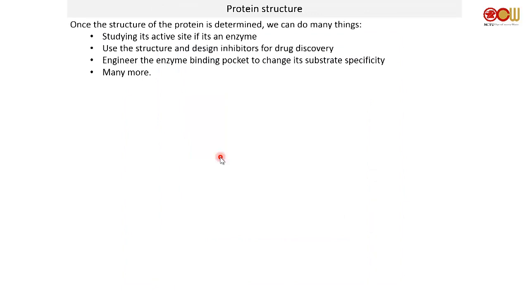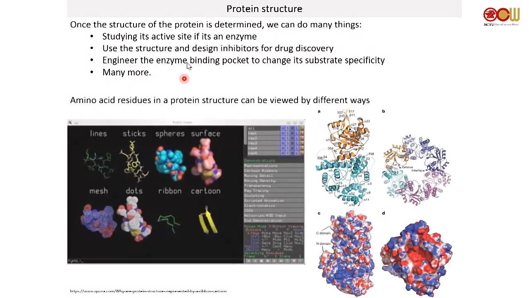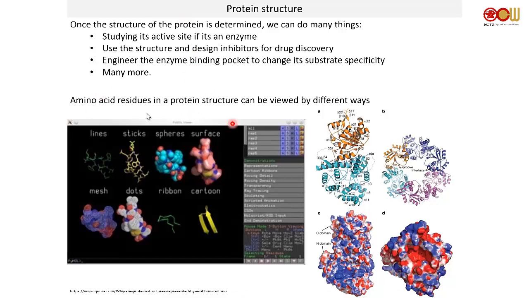All right. So once the structure of the protein is determined, you can actually do quite many things. Like I said, you can study the active site of an enzyme. You can use the structure to design inhibitors for drugs, engineering enzyme binding pockets to change substrate specificity, and many others. Now, this is something that I want you guys to remember.